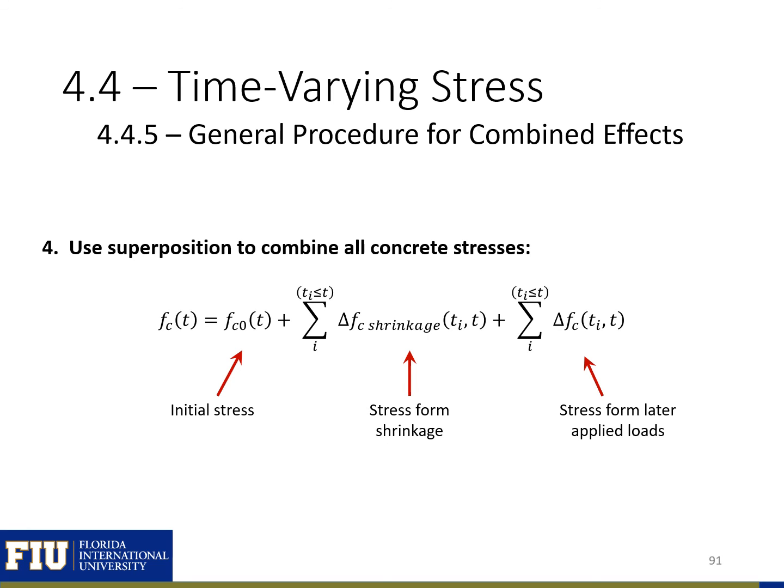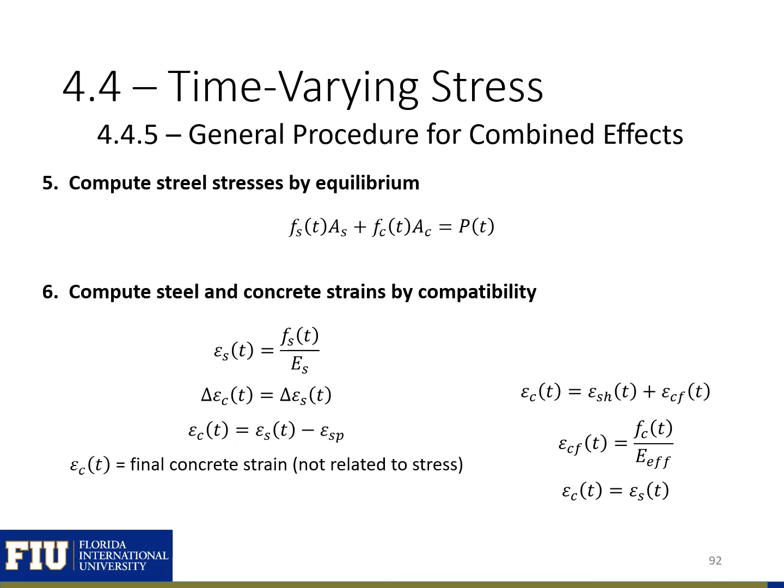Finally, using superposition, we can combine all of these concrete stresses. So we add our initial stress to all of our stresses from shrinkage, to all of the stresses that form later due to additional applied loads. And note that all of these can be at any time during the life of the structure. We can then use equilibrium and our concrete stress to find our steel stress. And we can also find our steel and concrete strains by compatibility.